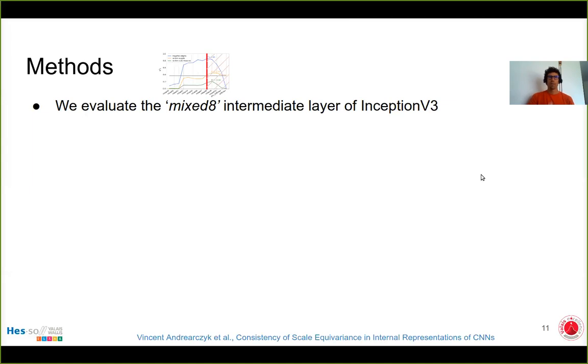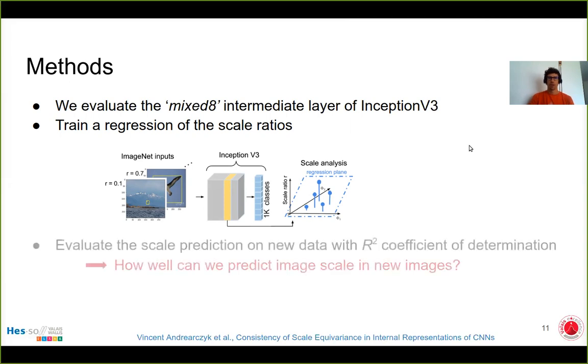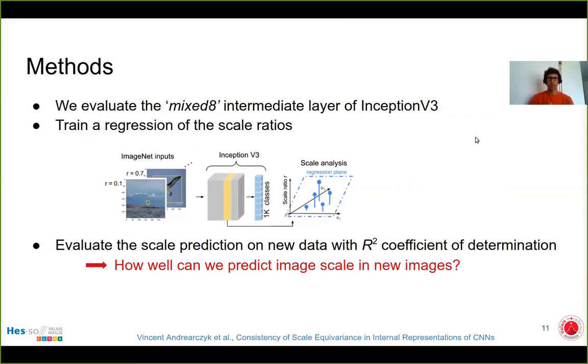We evaluate the mixed 8 intermediate layer of a pre-trained Inception V3 network. This layer because it was the one found with most scale information in the previous work that I mentioned. We trained a linear regression of the scale ratios in the activations of this mixed 8 layer. We then evaluate the scale prediction on new data with the R-squared coefficient of determination. So we evaluate how well can we predict image scale in new images.